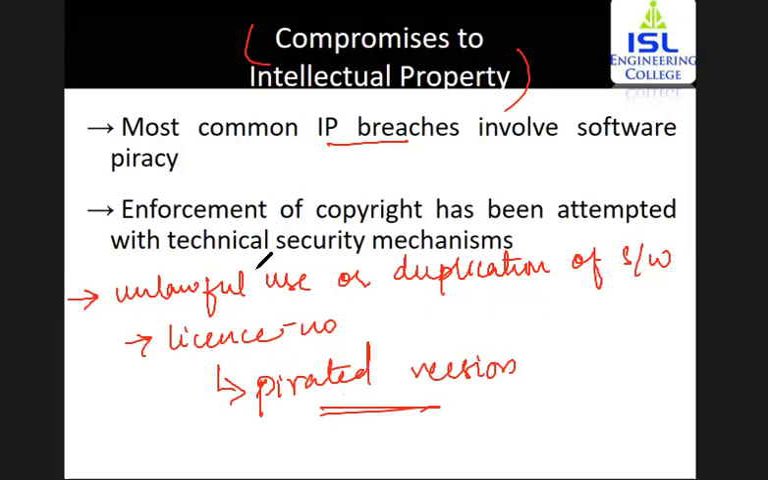That is, you're not giving the license number or any authorization, you're not giving anything, but you're using a pirated version. The next is information enforcement of copyright, which has been attempted with technical security mechanisms. What are copyrights? The content that is created by one organization, you cannot copy that content. You cannot use any part of that particular content that has been prepared. So this is also one common type of breach that occurs to intellectual property.